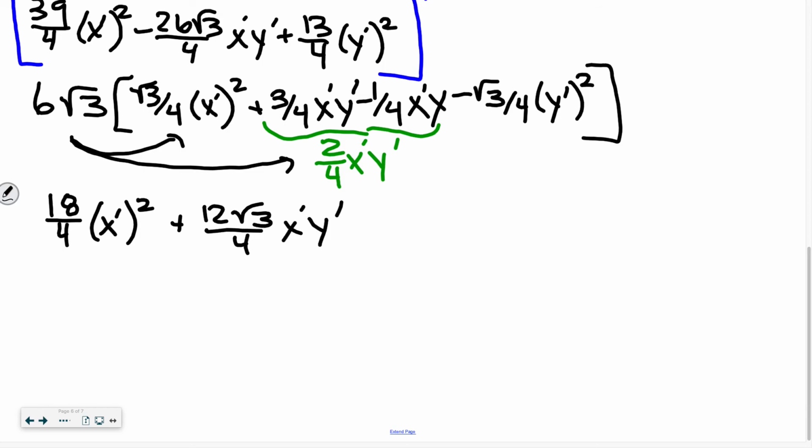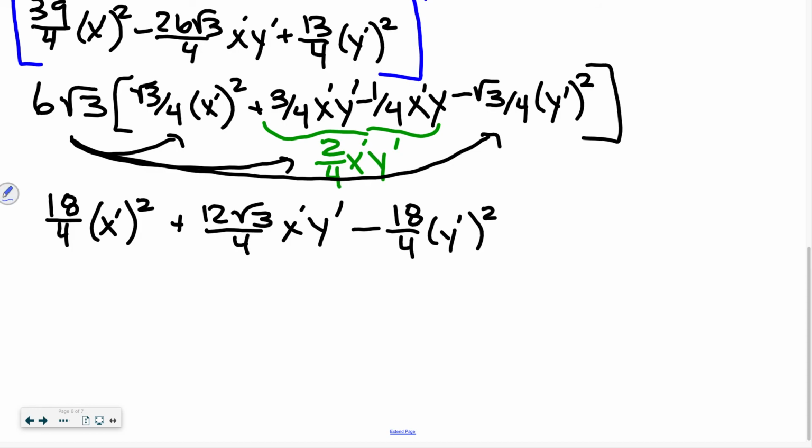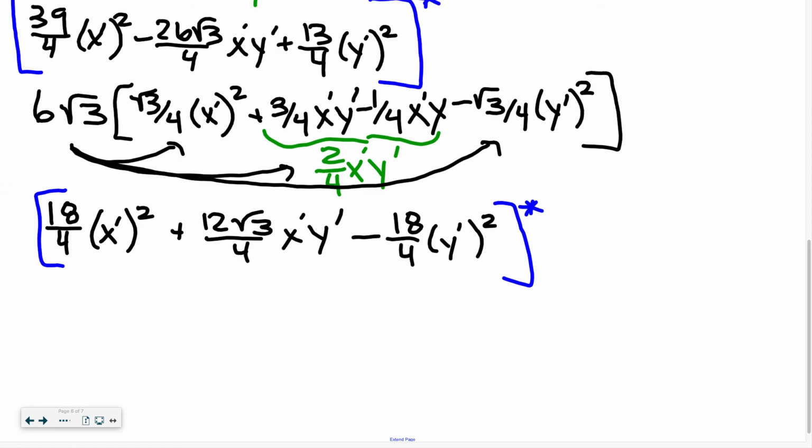Remember, I'm not going to simplify anything until the very end, because I want everything to be over 4. And then the last one, 6 square root 3 times square root 3, well, that's a negative, so it's going to be minus. And then we already did that, that's 18. So that's 18 over 4 y prime squared. Okay, now I put that one in blue because that one's done. That one's ready to get combined with other terms.